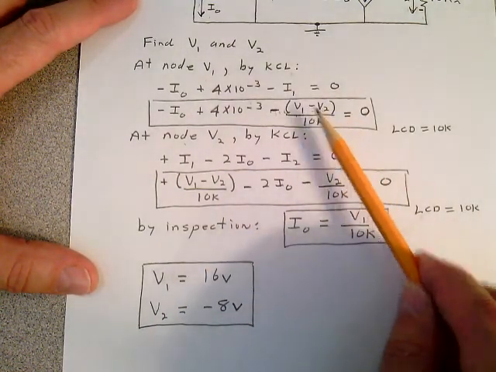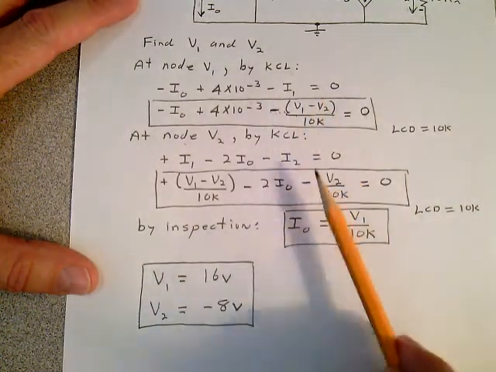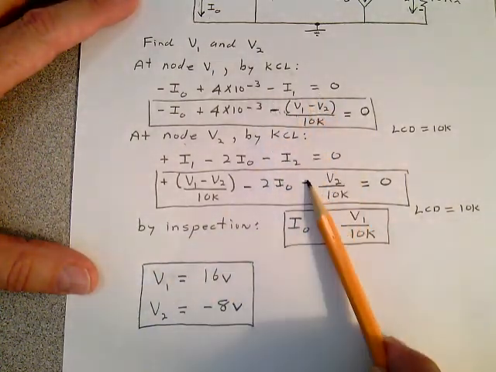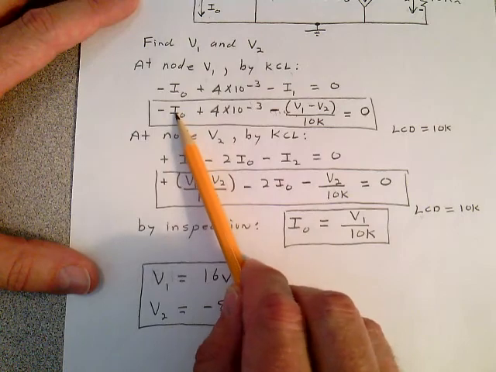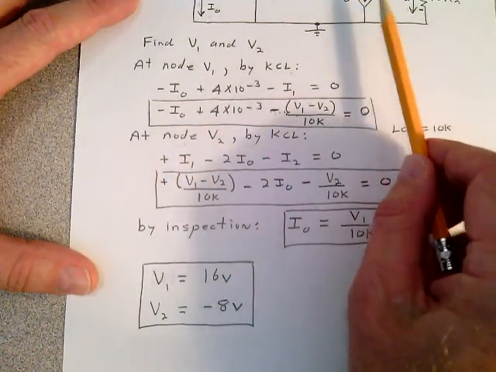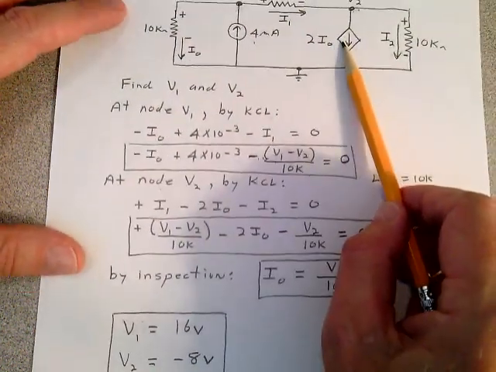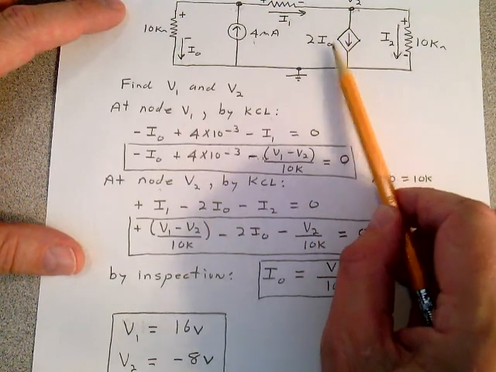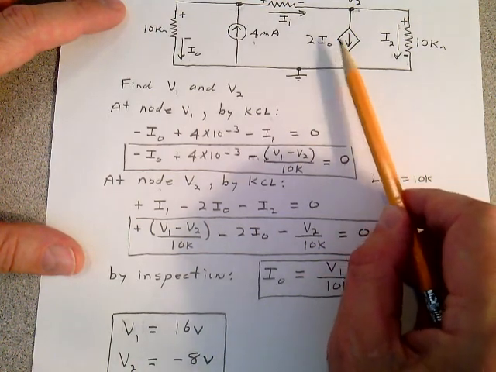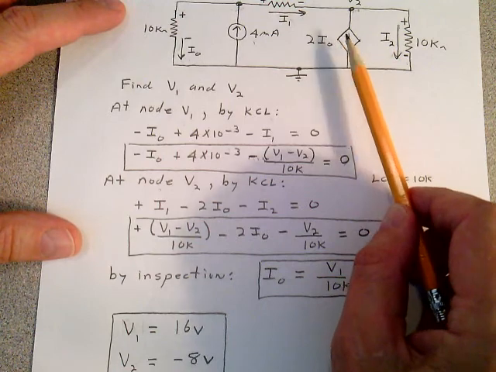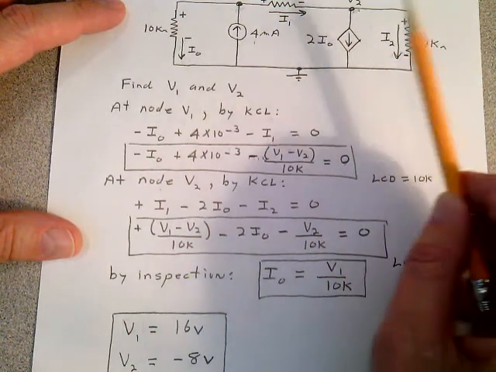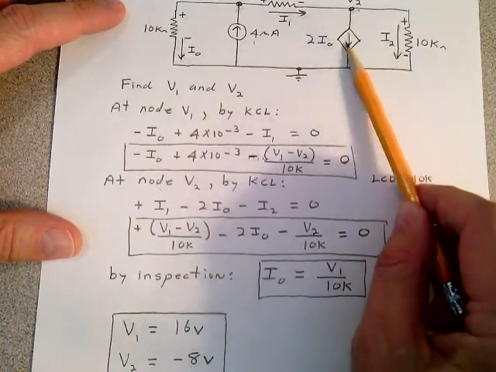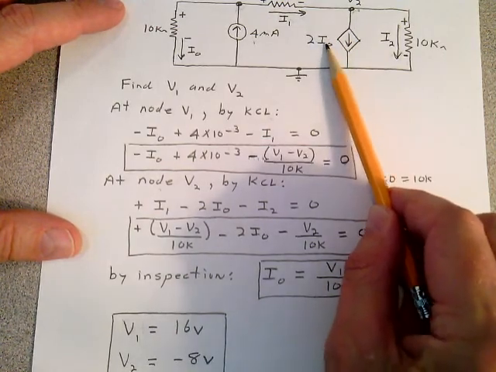But notice here, you're going to have two equations with three unknowns here. Why? Because I.O. is in the equation up here, because of that dependent source. Remember what I told you here, that you're going to need one extra equation for every dependent source you have. We have one dependent source, so we need one extra equation for that controlling variable.